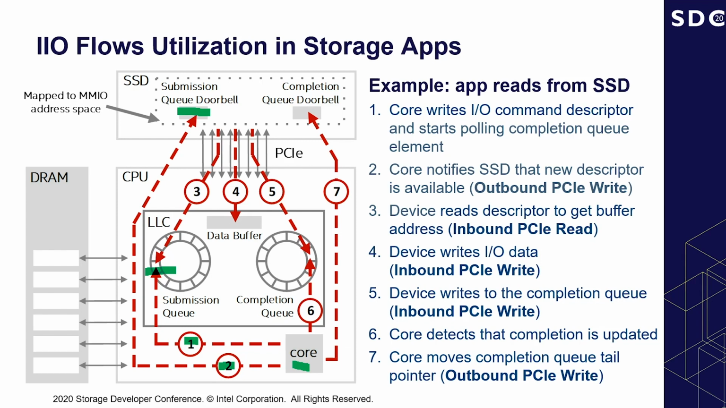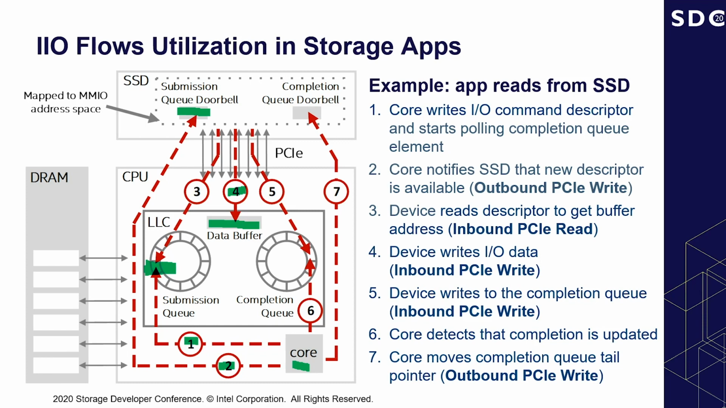Next, the device, the SSD, reads that descriptor to get the buffer address. So this is now an inbound PCI Express read, and it is going to get an L3 hit on that read. For step 4, our SSD now knows what address it needs. It reads that from the disk and is going to write that data into the system. So here, step 4, we are going to come in and write into the L3 cache.